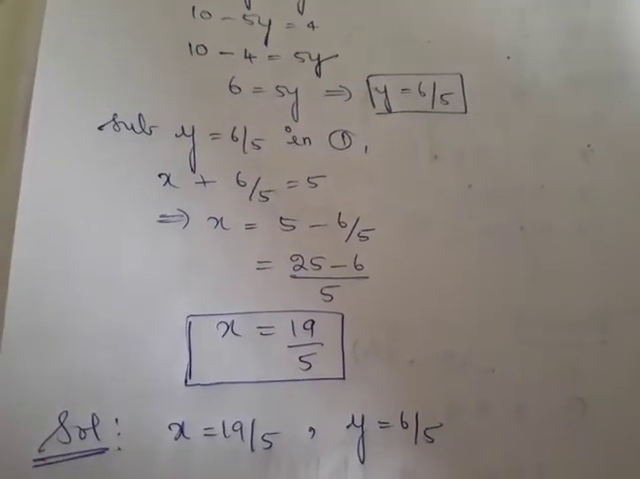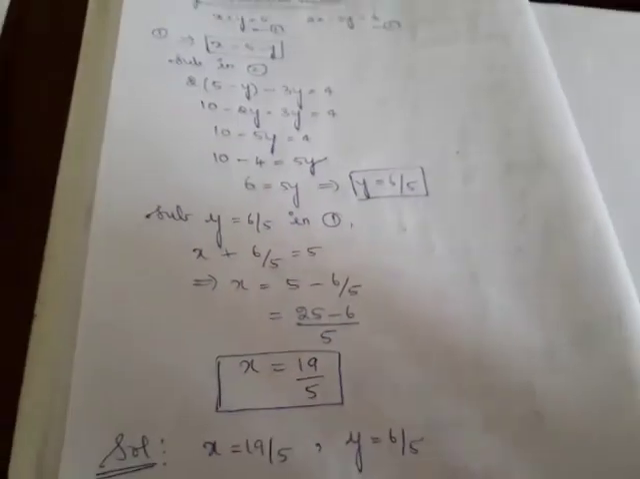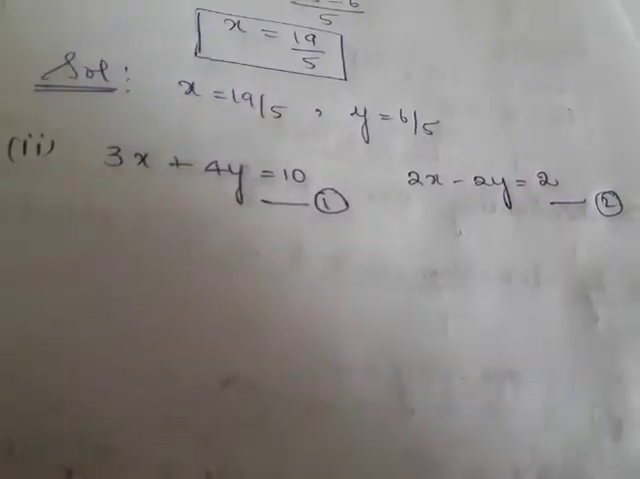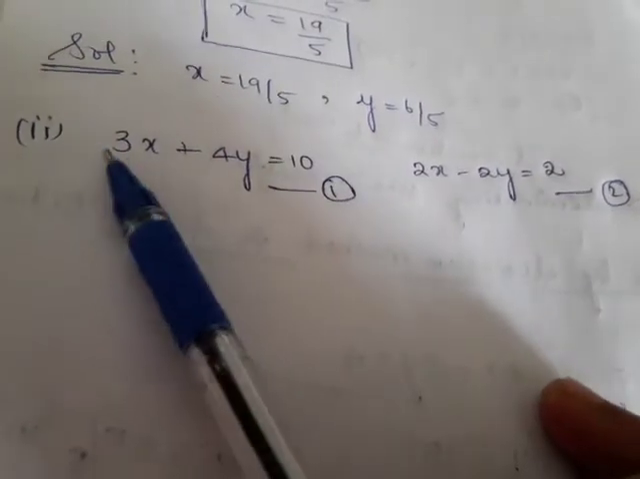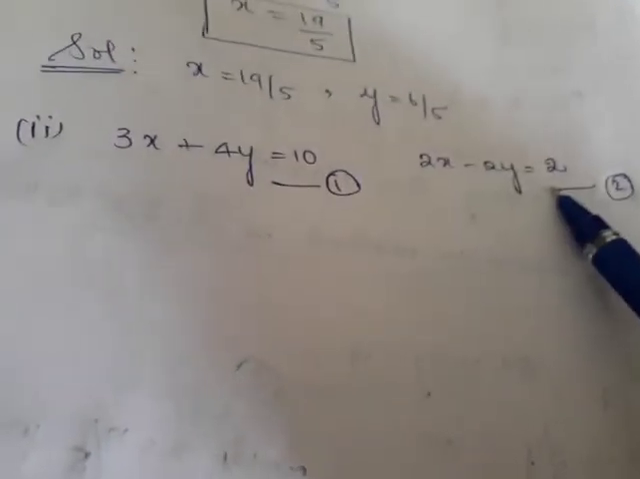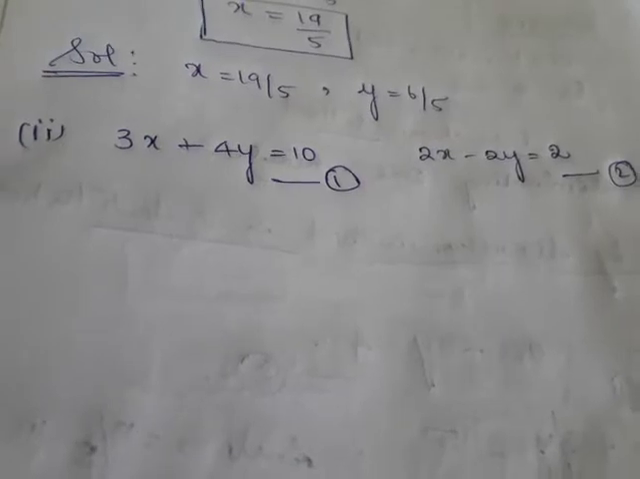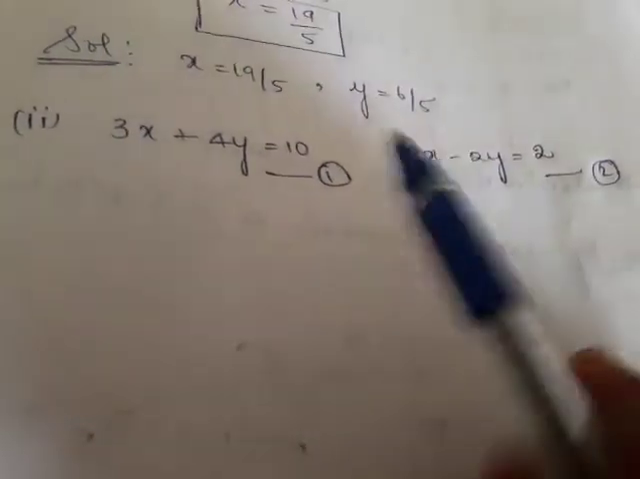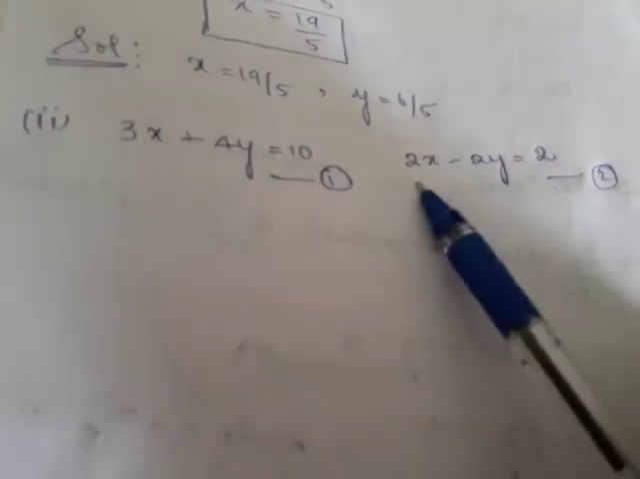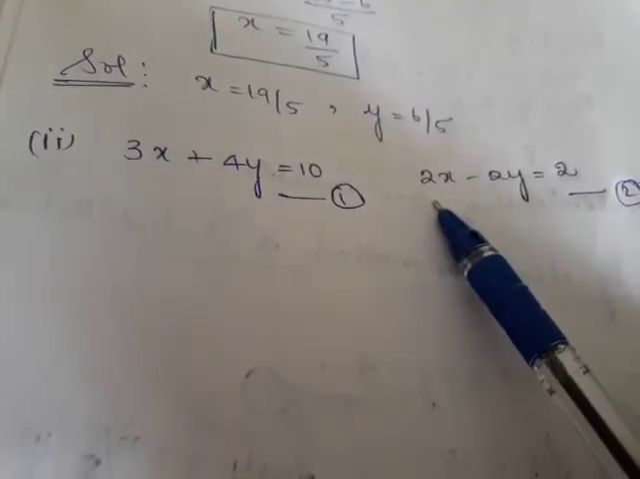Now let us solve a few more problems on the elimination method so that you will get better clarity. Now let us see the second problem. 3x plus 4y equals 10, 2x minus 2y equals 2. So how can we solve this by the elimination method? As I told you, fix one variable first. Suppose I am going to fix the x variable, and one more clue I told you, you check for the alternative signs of the variables.